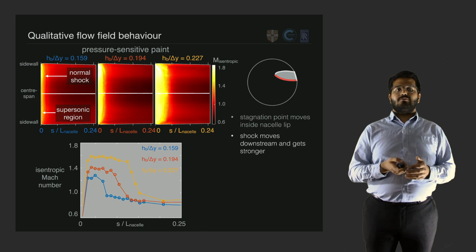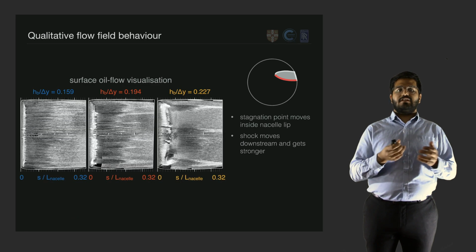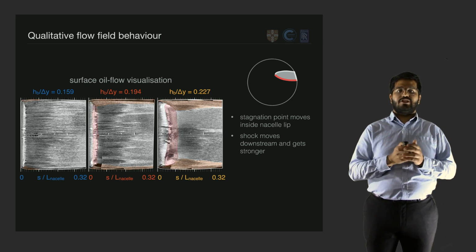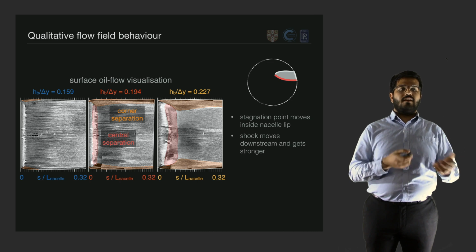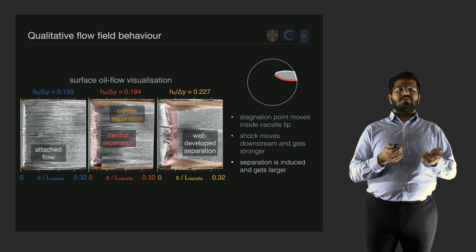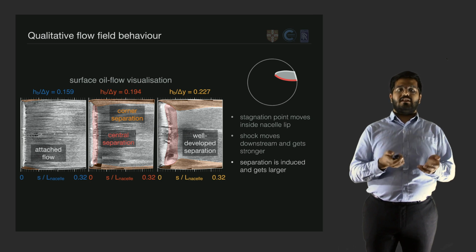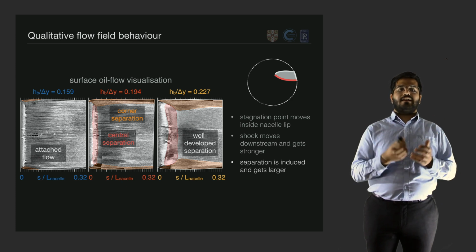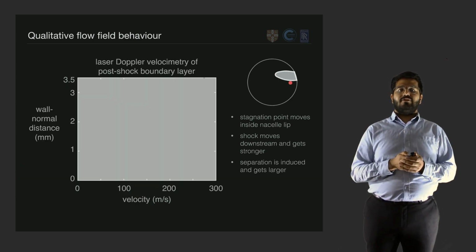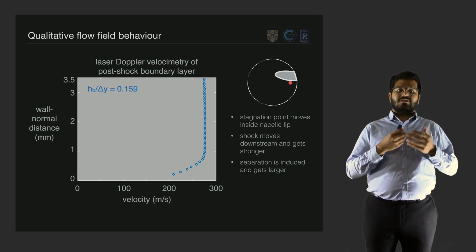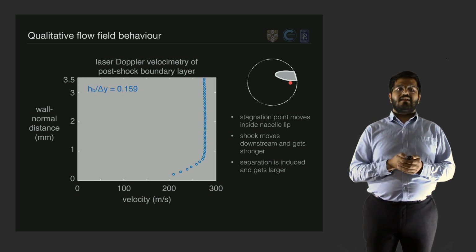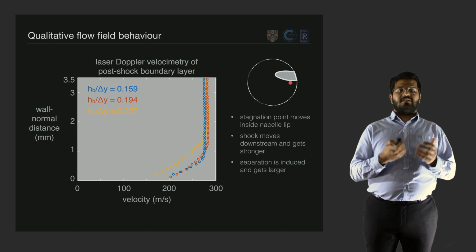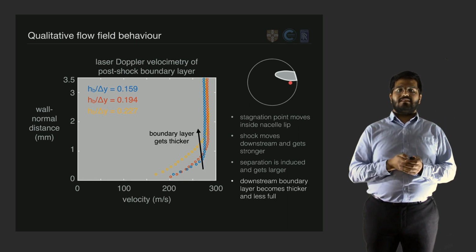This stronger, more downstream shock wave also has an impact on the surface flow topology that we can visualize using oil flow. When we mark on regions of corner and central separation, we can see that we go from the mainly attached flow for the blue bump through to well-developed separation across the entire tunnel span for the largest yellow bump. Now, this difference in separation has an impact on the boundary layer downstream of the shock wave, where for the smallest bump, we can see that we've got a very thin boundary layer. It's only 0.8 millimeters thick, whereas as the size of separation increases, the boundary layer at this point starts to become thicker and eventually ends up more than 2 millimeters thick.